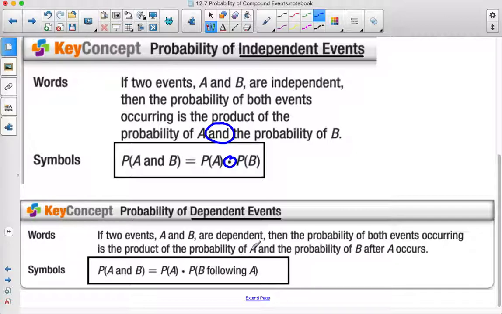Next year you'll more formally study these types of things. You'll study something called conditional probability. Right now we're just talking about dependent events. It's more vocabulary based. We still have the word "and" implying multiplication. The difference here is we're not talking about just the probability of B, we're talking about the probability of B given A has already occurred, following A. Okay? Let's look at some examples just to help clarify this topic.